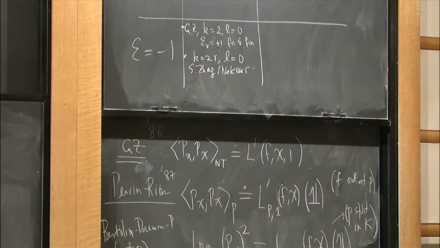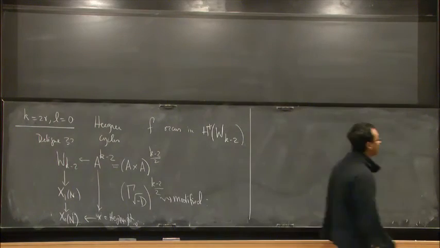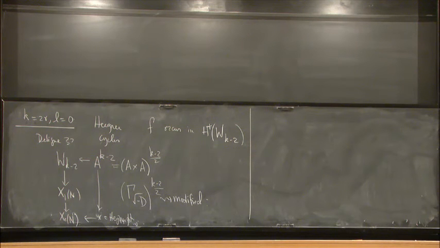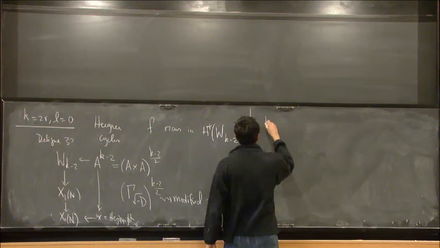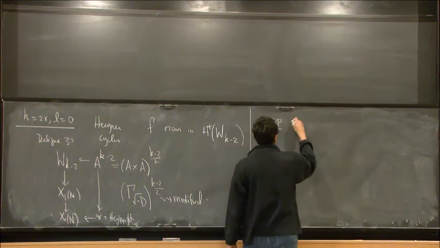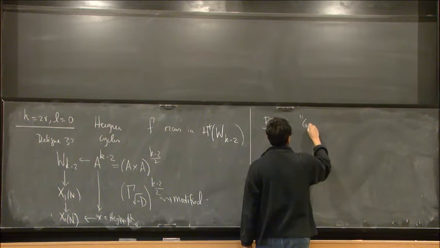Okay, so that's fine. So we're still at k equals 2r and l equals 0, but now you might relax this more. You might say, well, let's just take k bigger than l. Okay, let's relax this and see what happens. Okay, so now the cycles were constructed in the BDP paper, and we call these generalized Heegner cycles.